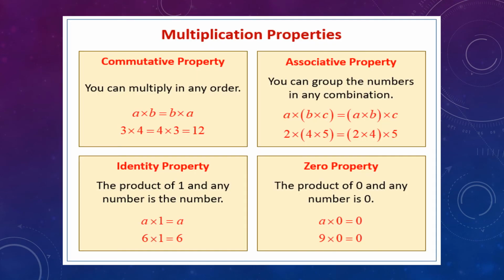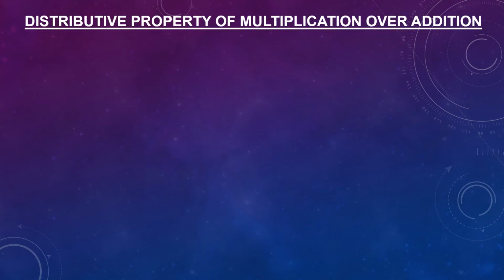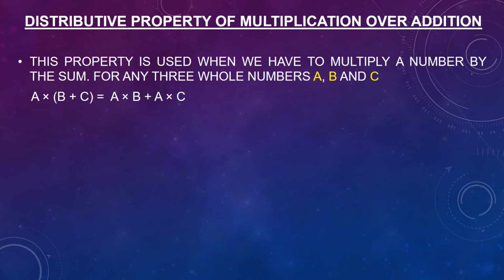Here we have all the properties of multiplication. Next property is distributive property of multiplication over addition. Here we are using two operations, multiplication and addition. This property is used when we have to multiply a number by the sum. For any three whole numbers a, b and c, a × (b + c) is equal to a × b + a × c.